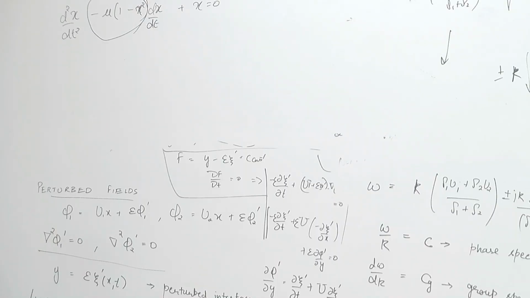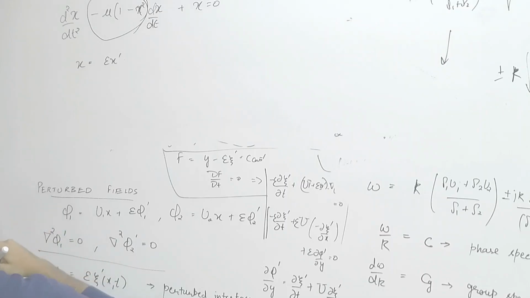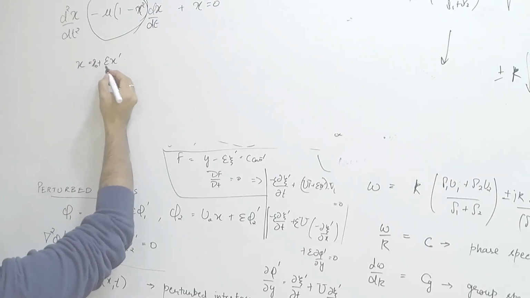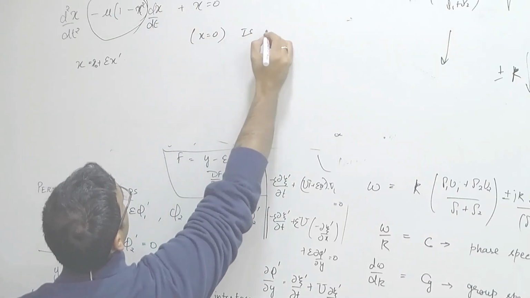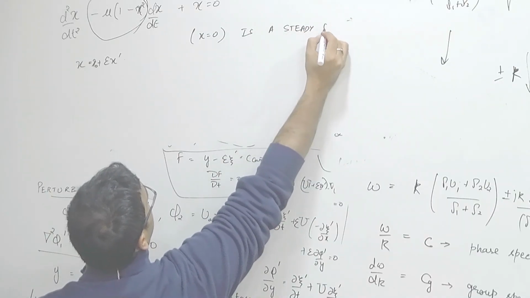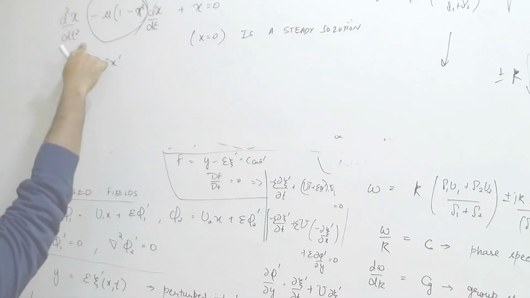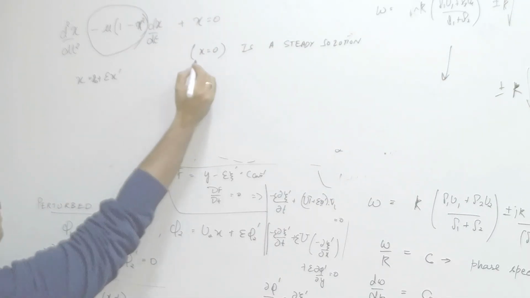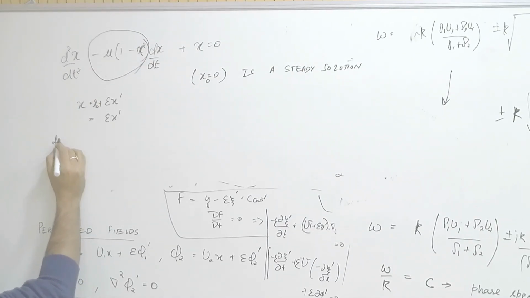Let us look at very small perturbations in x. Let us say x is epsilon x prime. Basically it's x naught plus epsilon x prime, but you see that x equal to 0 is a base solution or a steady solution. When x equal to 0 is constant, these derivatives are 0, so it's a steady solution. So x is epsilon x prime. Let us substitute here and linearize.